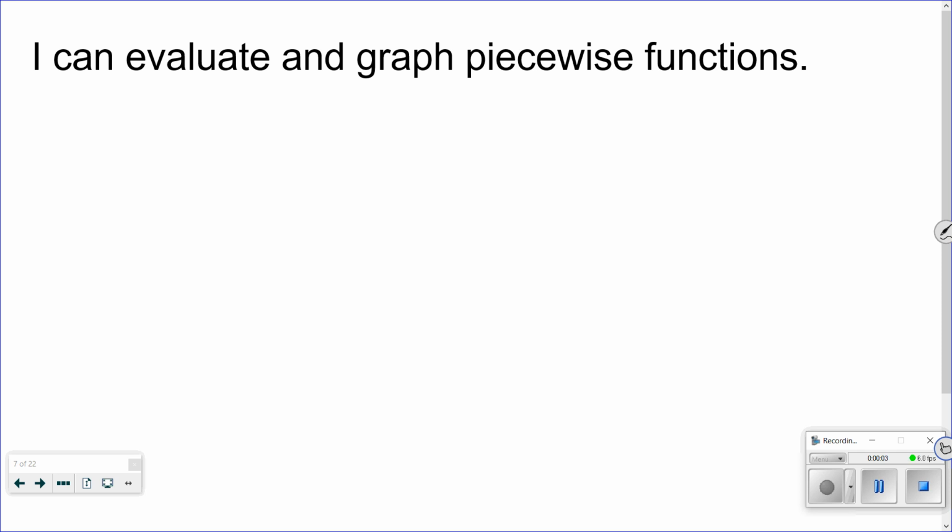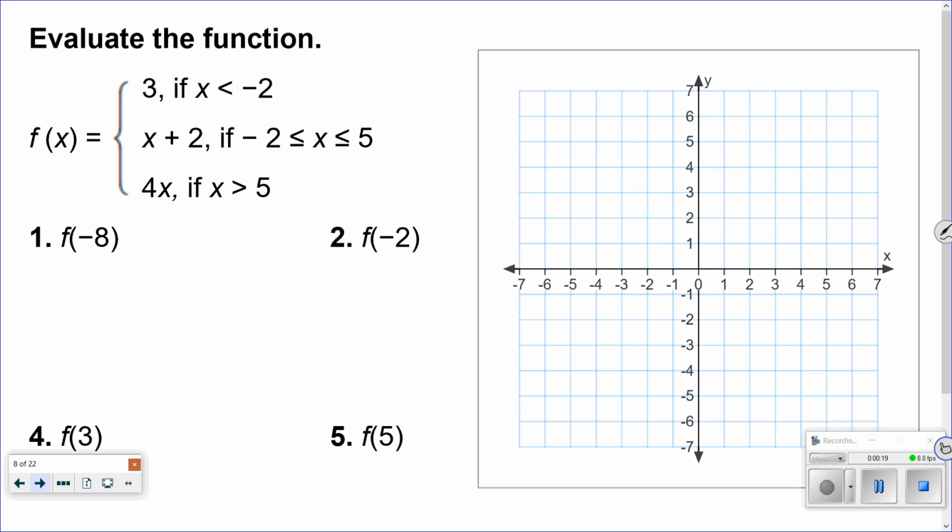All right, so today we're going to talk about piecewise functions. A lot of times you have functions that can't be described with just one rule or one equation, and so you have to use a couple different rules or different equations. So they look like this. This is an example of a piecewise function.